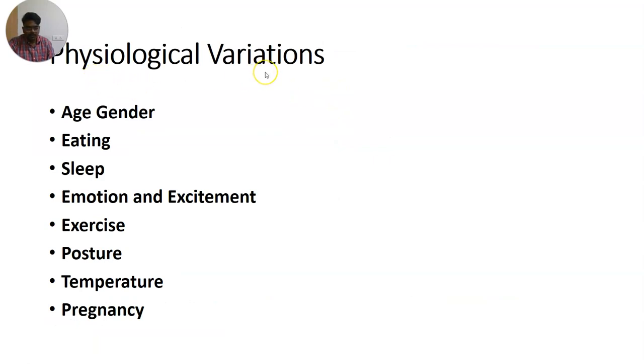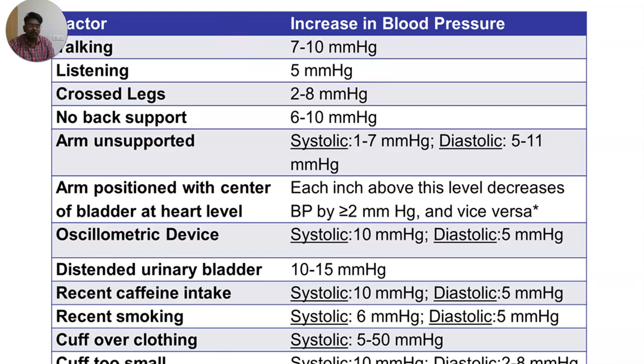That means there is either an increase or a decrease in blood pressure without any disease condition. For example, age, gender, eating habits, sleep, emotions and excitement, exercise, posture, temperature, and conditions such as pregnancy. All these will affect the blood pressure. Now you see, this is the tabulated format showing how various activities of yours will affect the blood pressure.